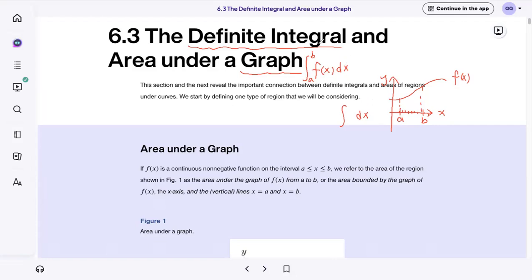Then I have this definite integral. Remember from the previous section, once we finish everything, this is a real value. It's a real number. So this real number represents the area under the graph of this function with the x-axis. So that's what this title means.